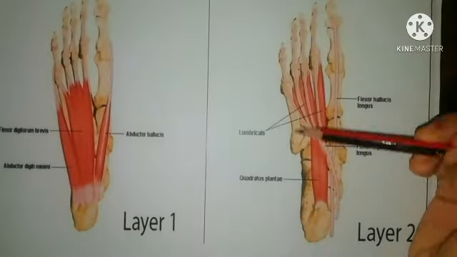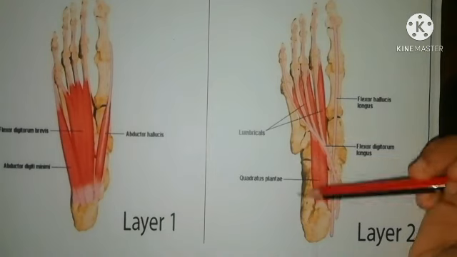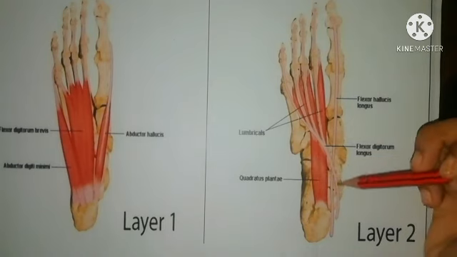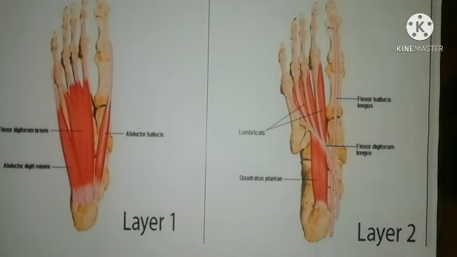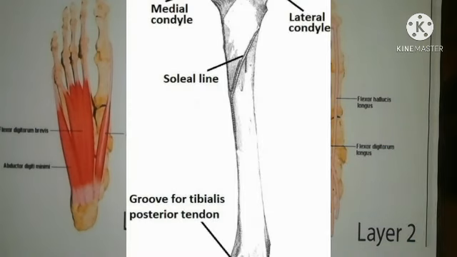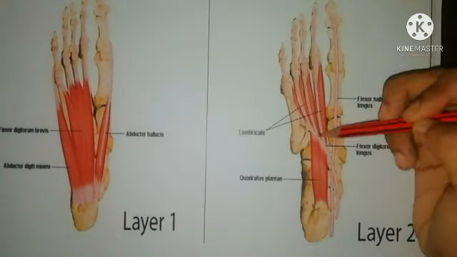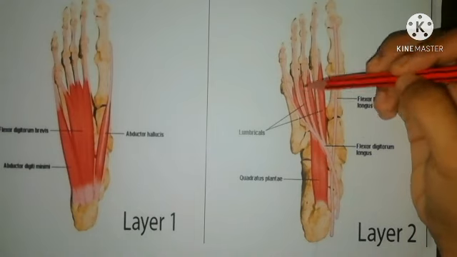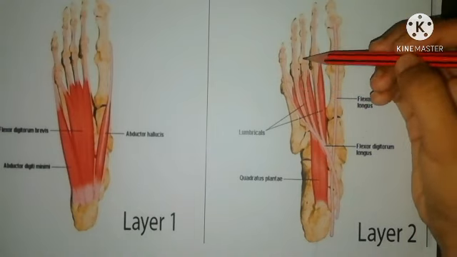The muscles of the second layer of the sole. These are the muscles. Flexor digitorum longus. This is the tendon of this muscle. The origin of this muscle is from upper two-thirds of the medial part of the posterior surface of the tibia below the soleal line. This muscle divides into the four tendons, each inserted in the plantar surface of the distal phalanx of the second to fifth toes.